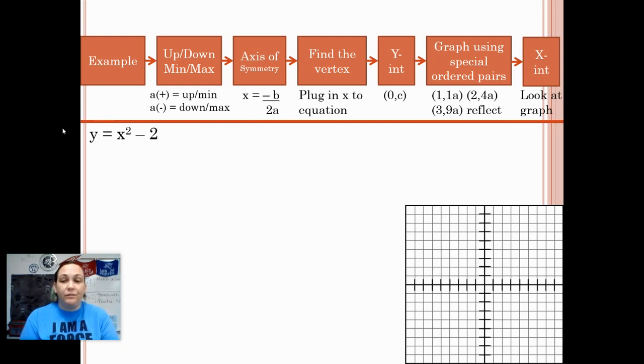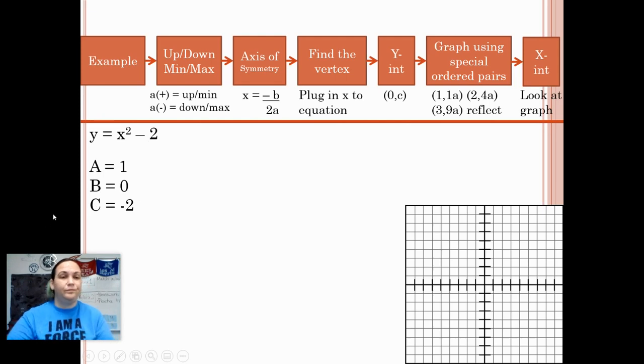In this equation, my a is 1. My b is missing. I am missing the term that has a letter x in it, so the b is 0 because it's not there. And then the negative 2 is my c because the negative 2 is my constant. So make sure if you are missing a term that you figure out which one you are missing. Am I missing the one that has a letter x, or am I missing the constant?